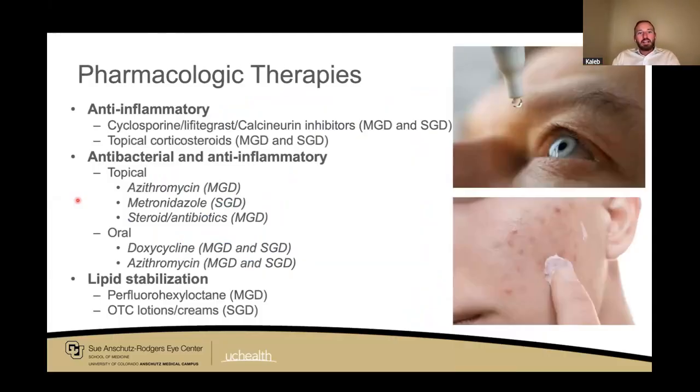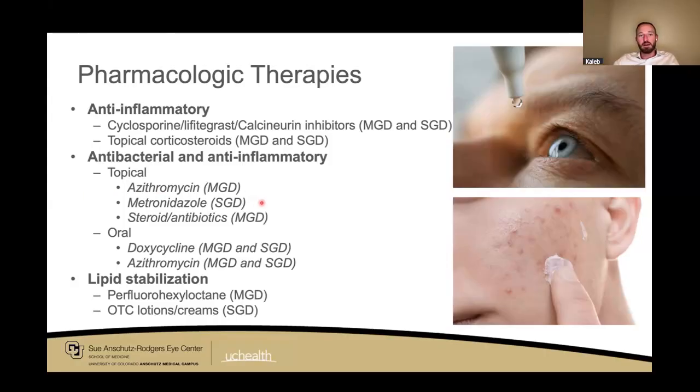So when it comes to anti-inflammatory aspects, this is happening on the face and in the meibomian glands. We can use things like cyclosporine, lifitegrast, calcineurin inhibitors for MGD. That's also used in sebaceous gland dysfunction. Corticosteroids are used in MGD and SGD.